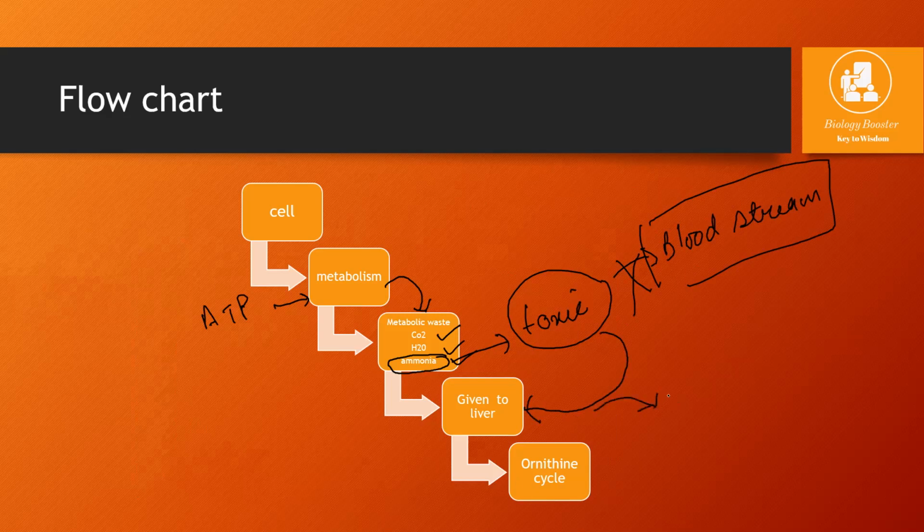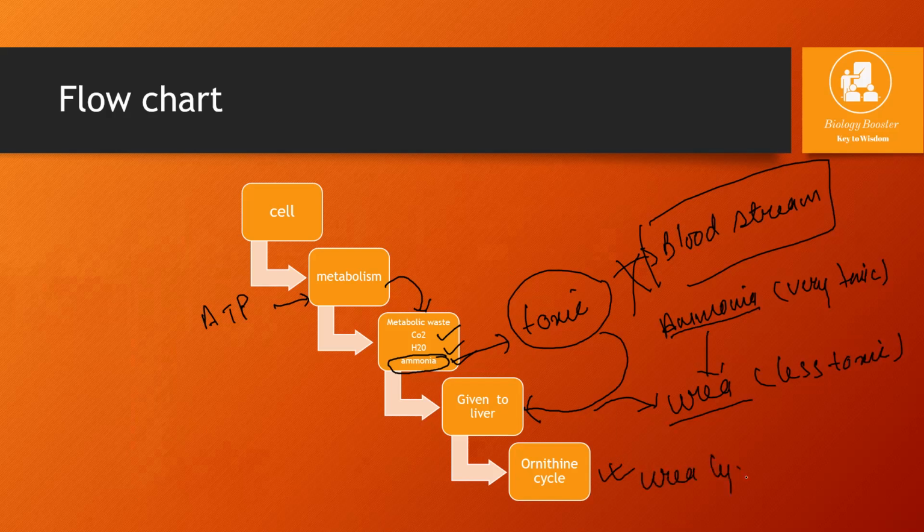What is the less toxic substance? Urea. Basically, ammonia is very toxic, and as it is very toxic, it should be converted into a less toxic substance, and that less toxic substance is urea. So ammonia is converted into urea inside the liver, and the cycle is called the ornithine cycle, or you can say the urea cycle. I hope everybody understood.